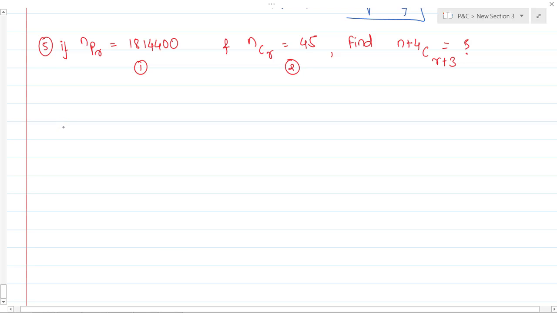And you know that the definition of nPr and nCr is what: nCr is equal to nPr divided by r factorial. So just substitute the given values, which implies r factorial is equal to nPr divided by nCr. So this is equal to 18,14,400 divided by 45.